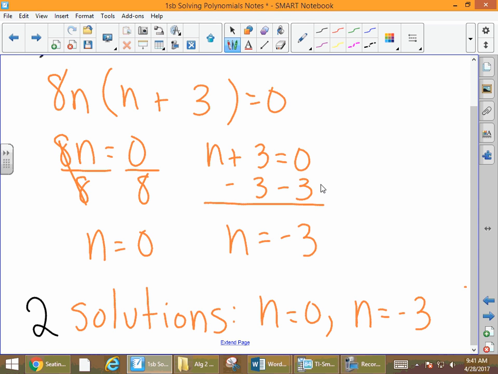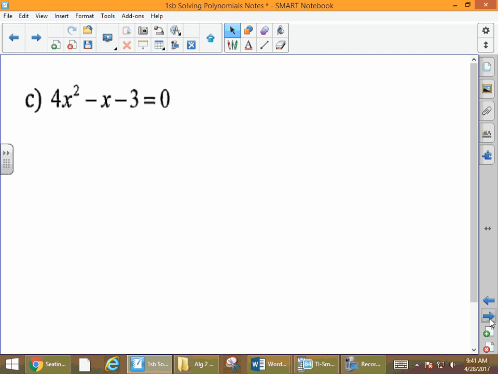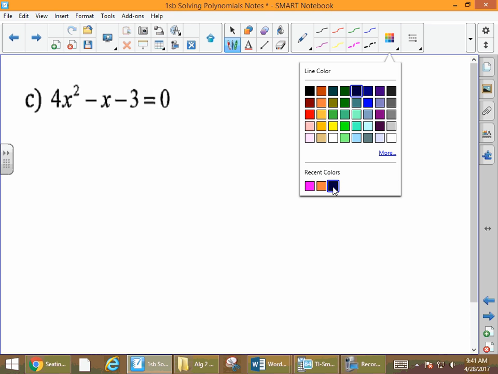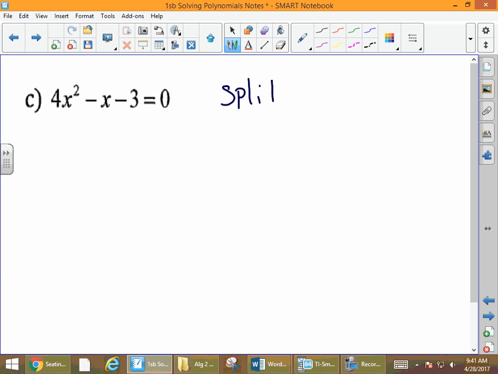Our degree of our polynomial determines how many roots we will get. So if our highest power was 10, then we would get 10 answers. If our highest power was 100, we'd get 100 roots. But luckily for us right now, we only have 2 solutions. As we get to our next problem, which is still to solve by factoring, and it probably is the most common of factoring, which is the split the middle technique.